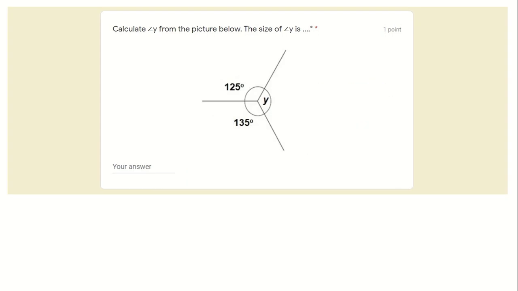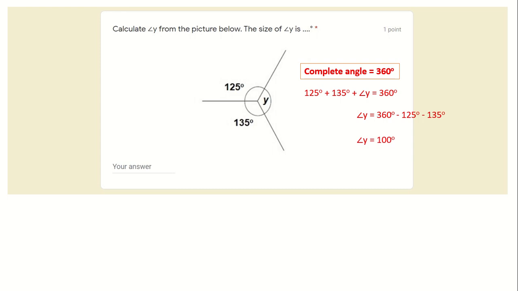Next, calculate angle Y from the picture below. The size of angle Y is ___ degrees. Take a look at the picture carefully. All of it makes a complete angle, or full rotation, and a complete angle must be 360 degrees. So 125 degrees plus 135 degrees plus Y makes 360 degrees. To calculate angle Y, we subtract 360 minus 125 minus 135 to get 100 degrees. So angle Y is 100 degrees.